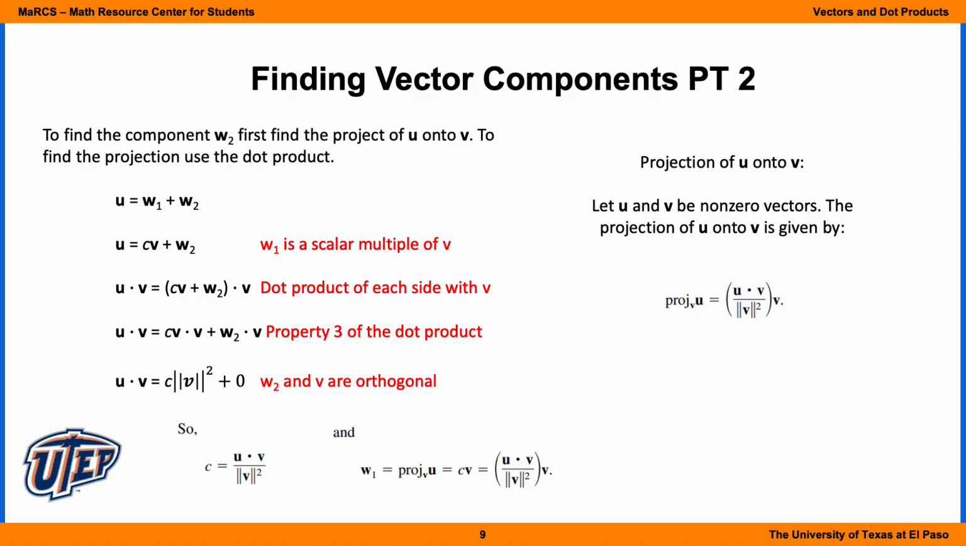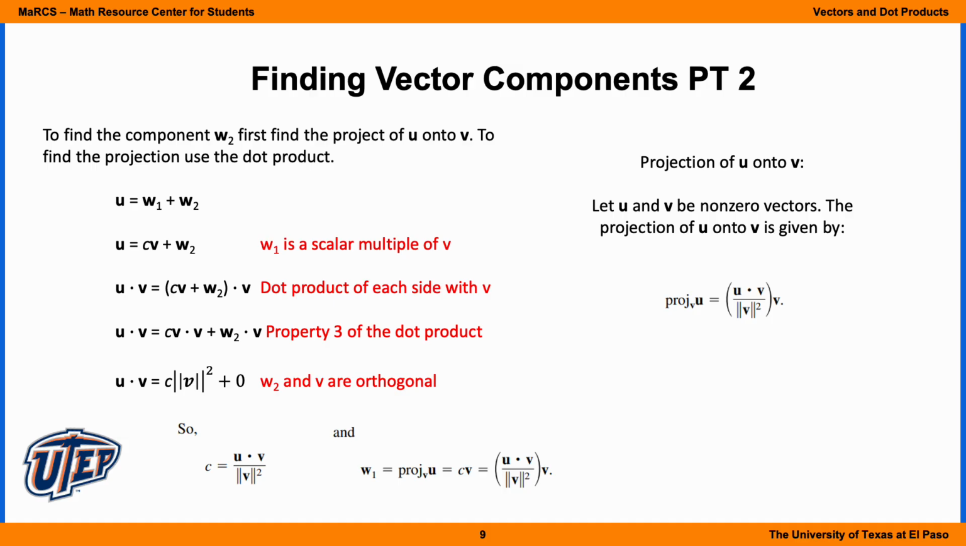So now we can take the dot product of each side, so we'll have u dot v, and then we'll have c times v plus w2 dot v. Now we know that the dot product between a vector and itself is its magnitude squared, so that's how we get that portion. And we know that w2 dot v gives 0 since they are orthogonal, so that's why we get that portion right there.